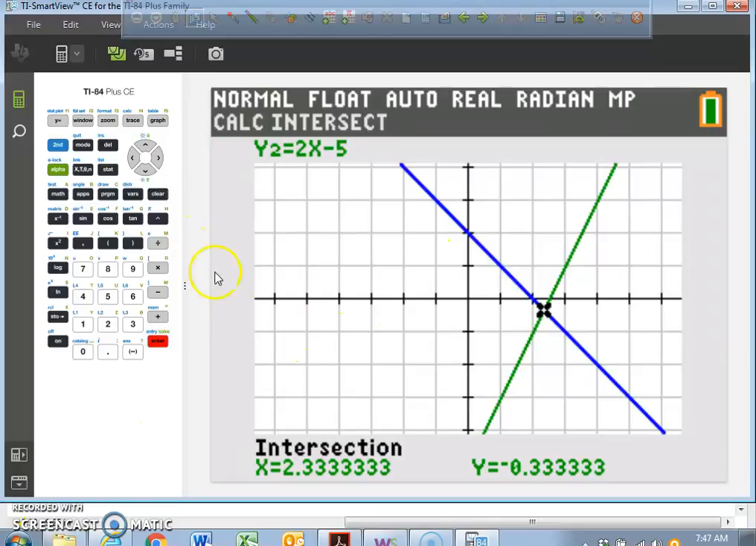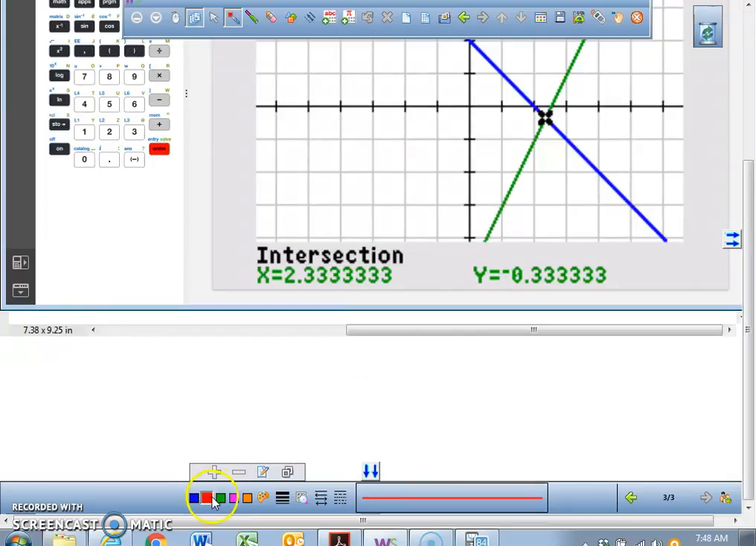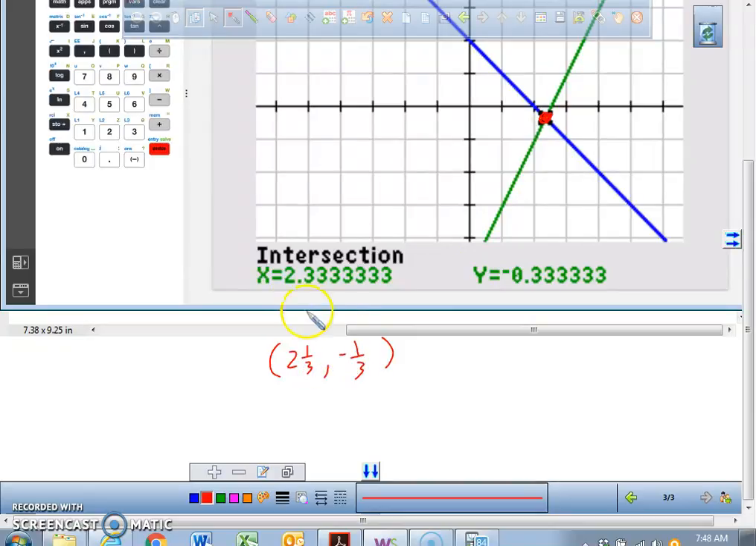Not working. There we go. The point of intersection. You keep pressing enter until it does it. And you guys see right now, the point of intersection, right here where this cursor is on your screen, is 2 1/3 and a negative 1/3. By the way, anytime you see 0.3 repeating, that's a third.